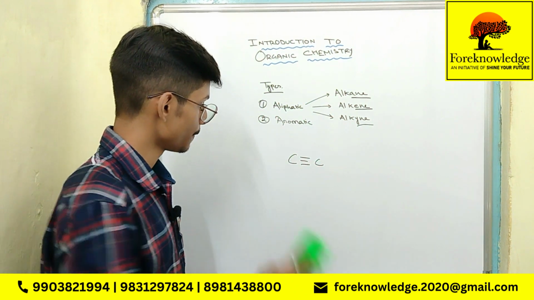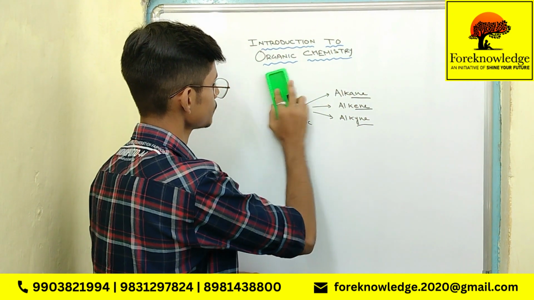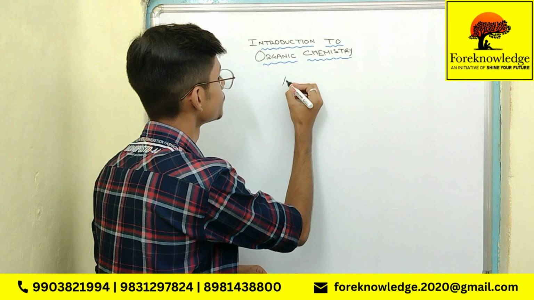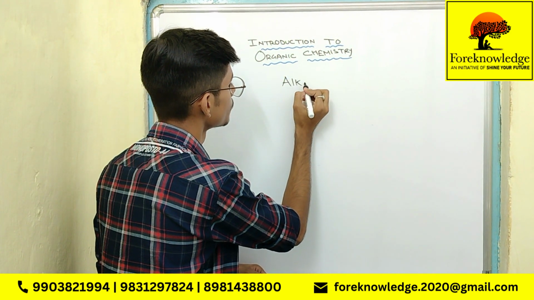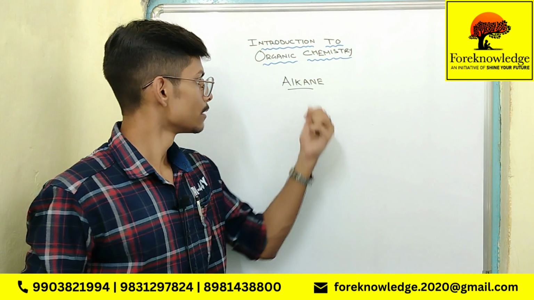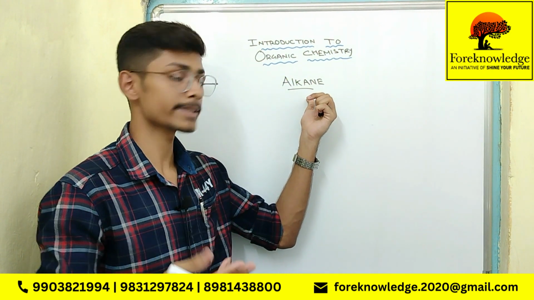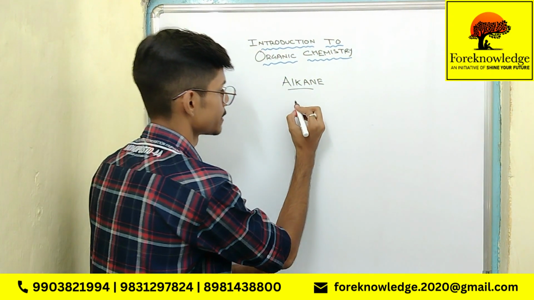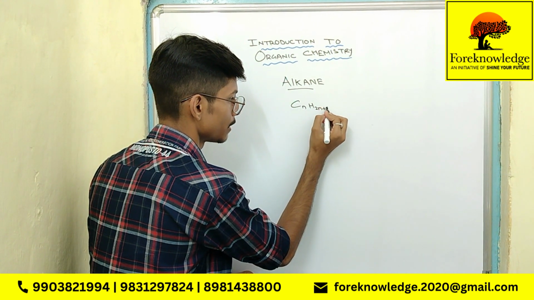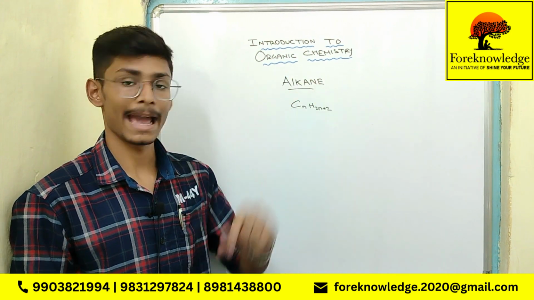So let me give you the general formula. Alkane. What I told you, the single bond between two carbons is basically known as alkane. Now what is its general formula? Its general formula is CnH2n+2. Okay, this is the basic general formula of alkane.